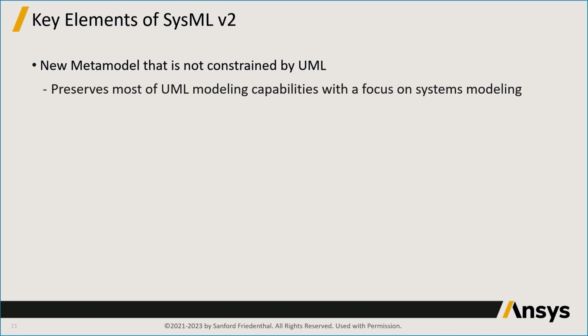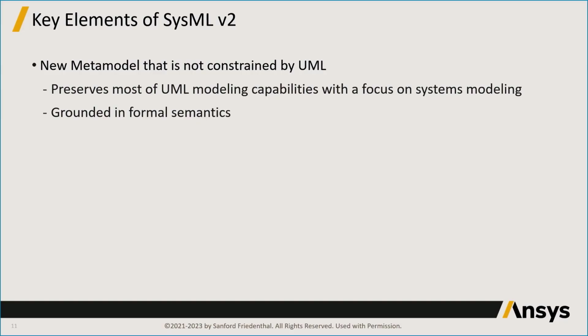The key elements of SysML v2 are, first, a new metamodel was developed. SysML v1 was based on the UML metamodel, but we found there were significant limitations in that metamodel in terms of supporting core concepts of systems engineering. So the new metamodel is not constrained by UML. However, it preserves many of the UML modeling capabilities that were incredibly useful. But the focus, again, is on systems modeling. The metamodel is grounded in formal semantics, basically a first-order logic type of semantic that adds precision to the language.